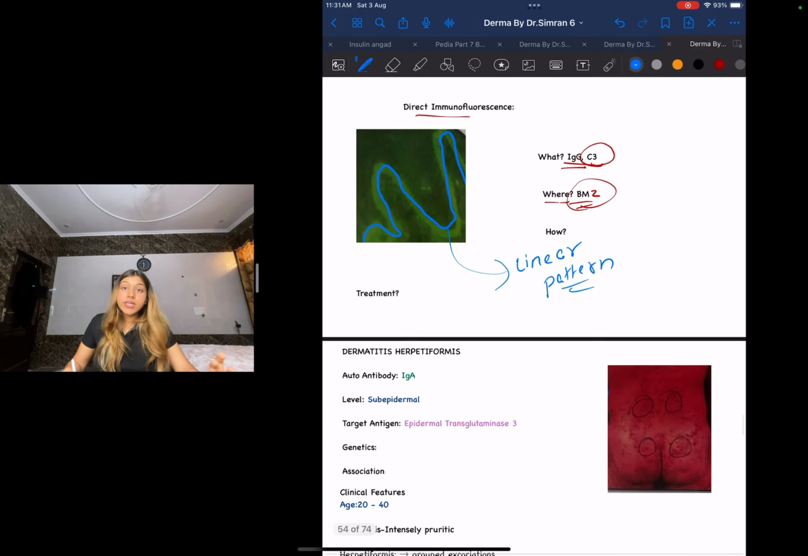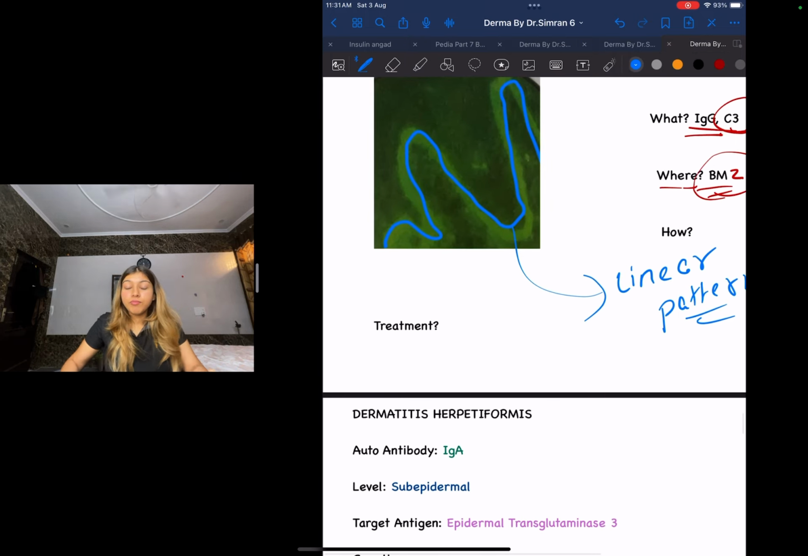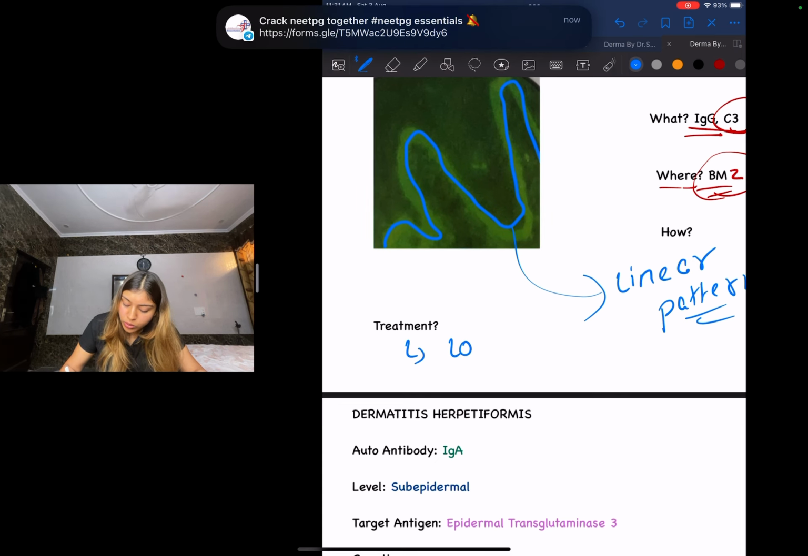Now guys, what is the treatment for patients with bullous pemphigoid? It is going to be low dose steroids. What will I give? I will give low dose steroids.